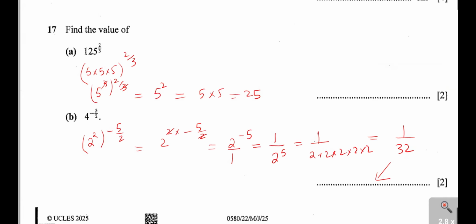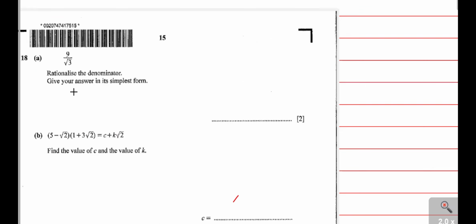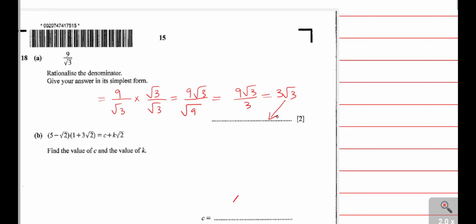Now we move to the next question of this paper. Question 18 part A. 9 over square root 3, rationalize the denominator. To rationalize the denominator, we will multiply both the numerator and denominator of this fraction by square root 3. The fraction remains equivalent. Therefore, we can write this as 9 square root 3 over square root 9. Square root 9 will be equal to 3, and 9 over 3 becomes 3, and square root 3 we write as it is, and this is the answer.